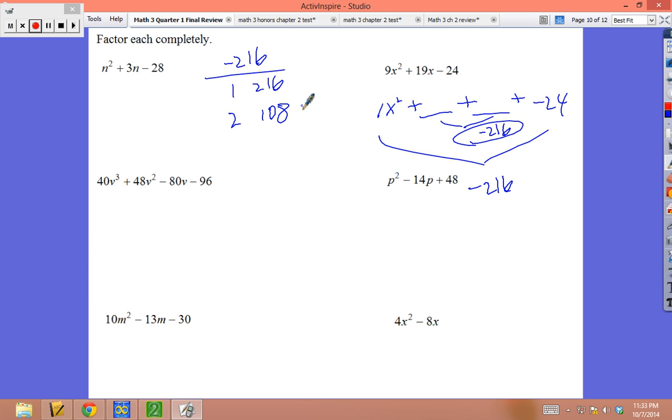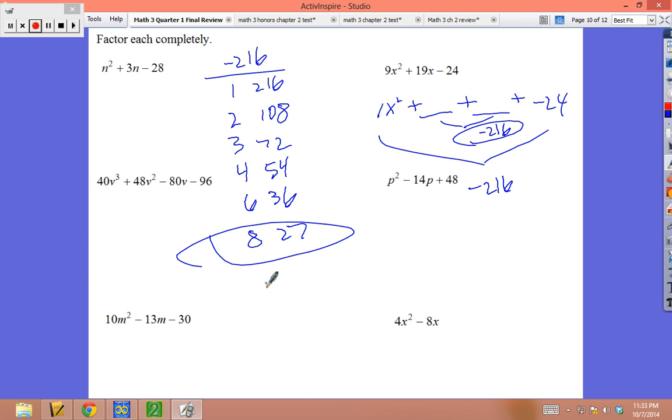Okay, 3. We'll go into it. 216 divided by 3. 3 and 72. 4 will. 216 divided by 4. 4 and 54. 5 will not. 6 maybe. 6 and 36. Don't know about 7. 7 does not. 216 divided by 8. 8 and 27. Okay, and I think it's going to be these two. I think we can get a 19 out of 8 and 27.